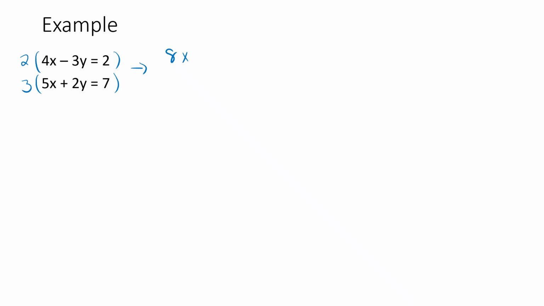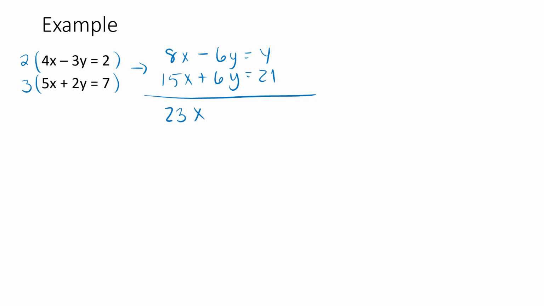And so that'll give me 8x minus 6y equals 4, and 15x plus 6y is equal to 21. 8 plus 15 is 23. Negative 6y plus 6y is 0. And 4 plus 21 is 25. And right there, I am thinking, nope, I am not going to plug in 25 over 23. That's awful. Not doing it.